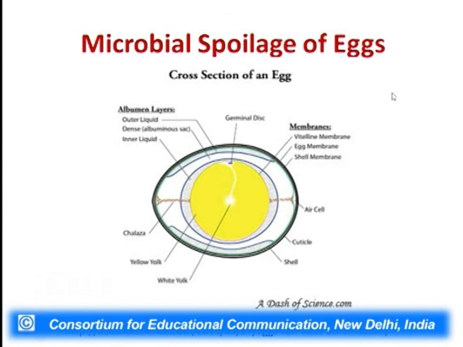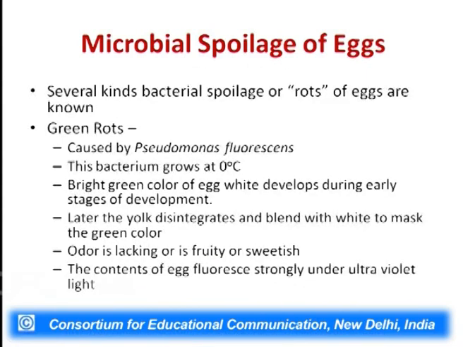This is the diagram of an egg. Now, here you can see the shell is present. So, the organism should enter through this shell, should pass the egg membrane, should grow in albumen and then in yolk, so that it can contaminate and spoil the egg.